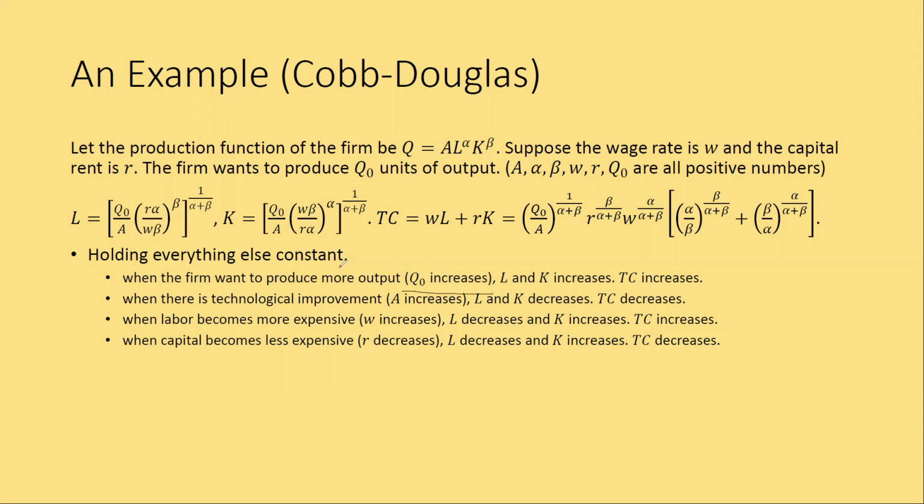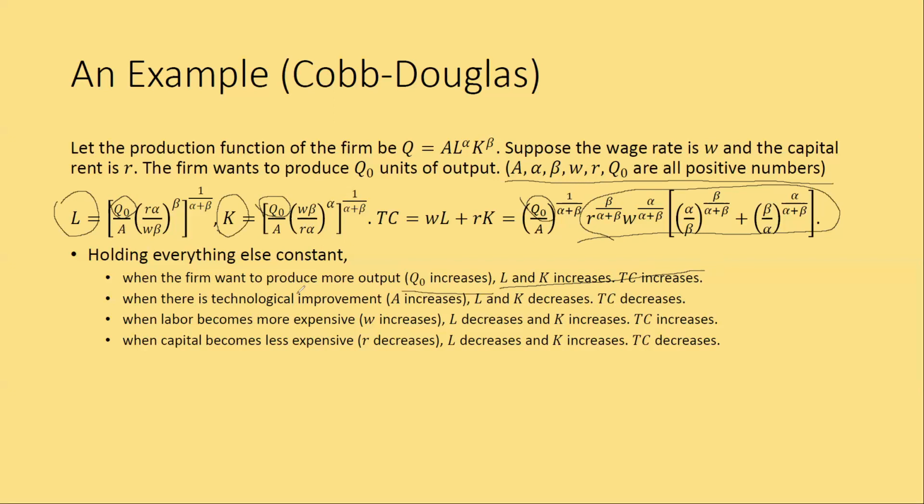After going through all the algebra, let's see. Now if Q0 increases, this term increases and this term increases. And everything here is positive numbers, right? So we can conclude that both our L star, the labor we use, and the capital we use are going to increase. And also because Q0 increases, our total cost is going to increase. All the other terms here are not going to change, but Q0 increases.